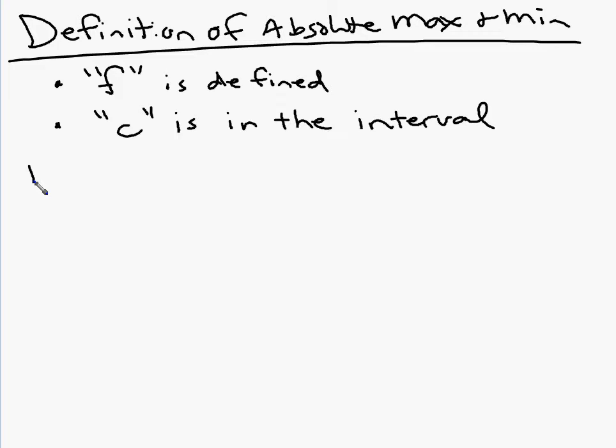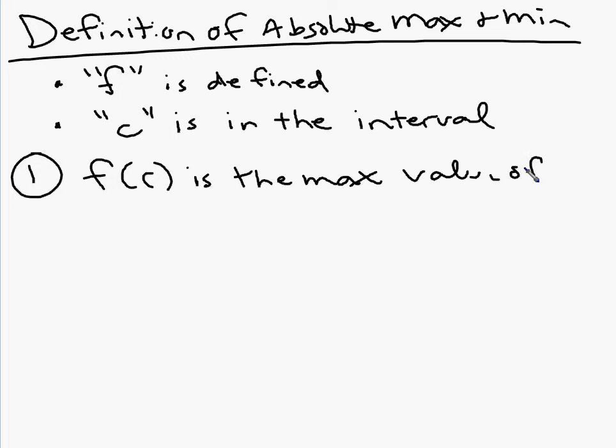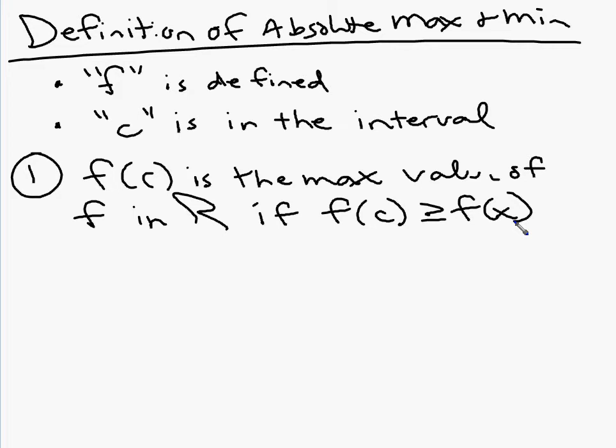All right, here's our first statement. F of C is the max value of f in our set R. We're just talking about a set of numbers R. In R, if f of C is greater than or equal to f of x for every x in R.